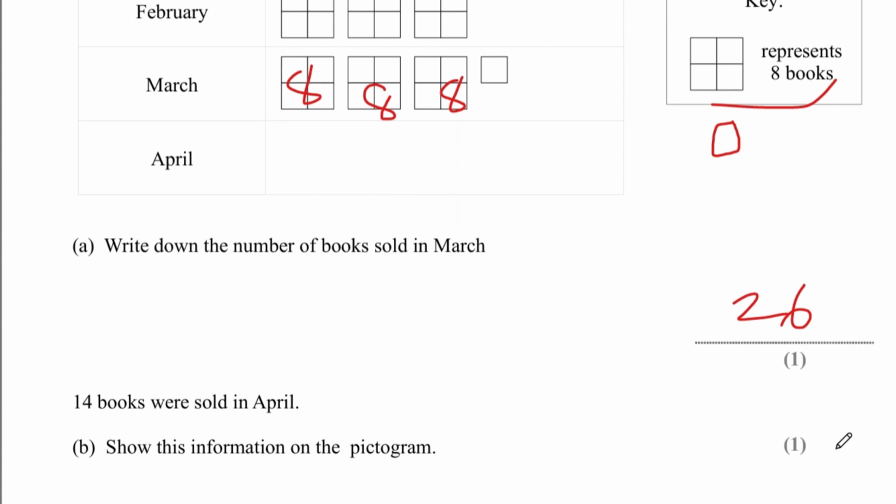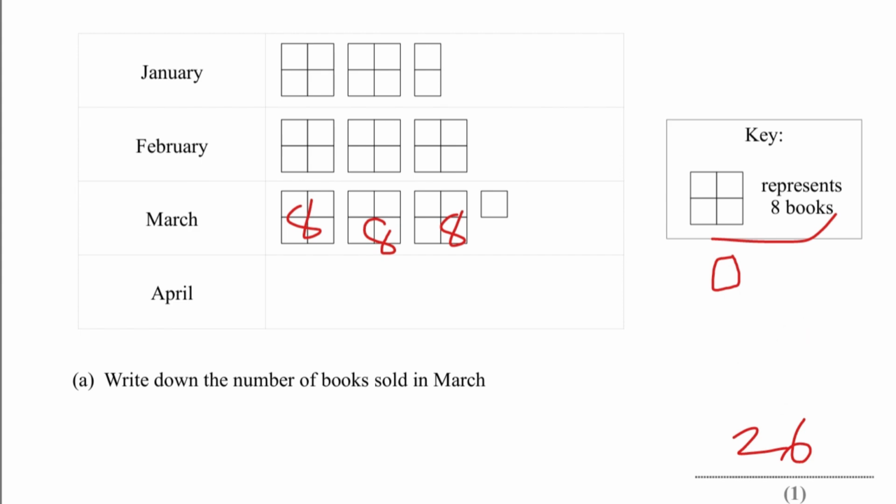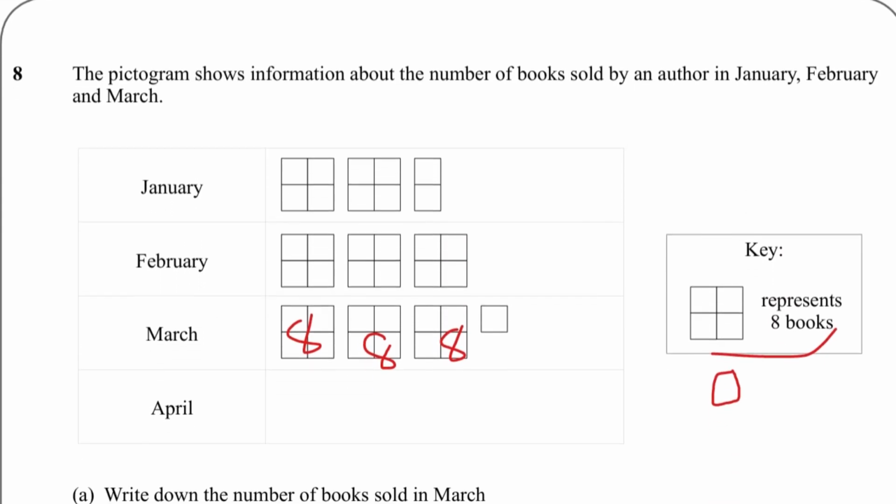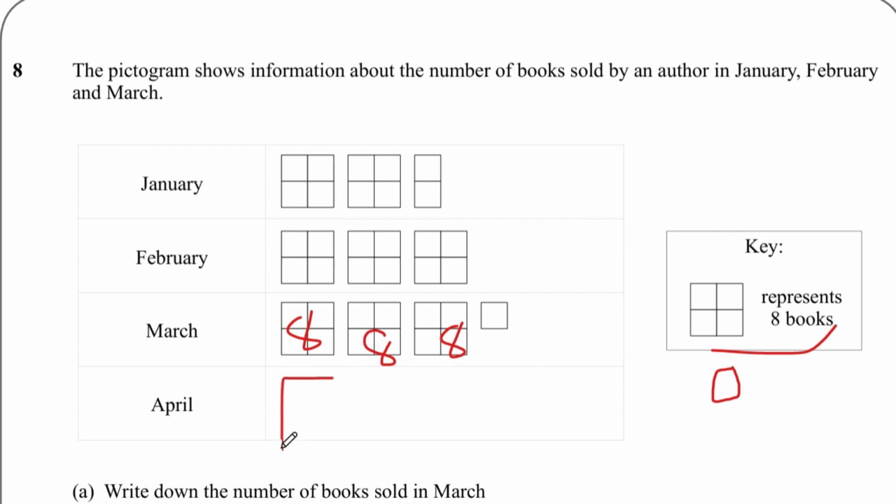Then the next thing they're asking, 14 books were sold in April. Show this information on the pictogram. So 14 in April. Remember, the full box is 8. So you got 8. 8 plus what is 14? 8 plus 6. So that means you're going to draw 6. Each box is 2, so if you're going to draw 6, you will have one other box.